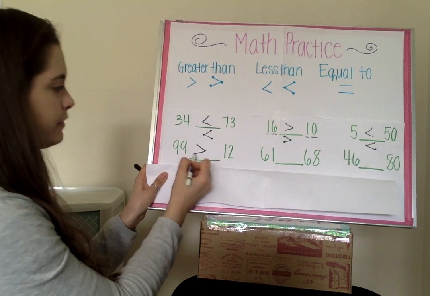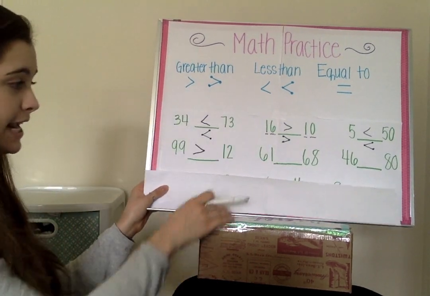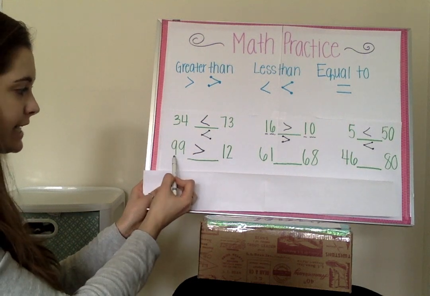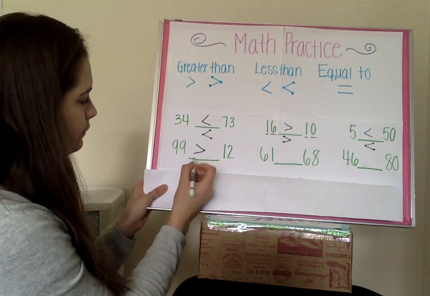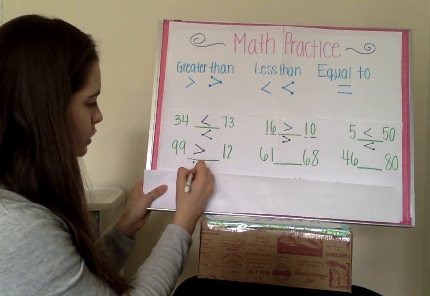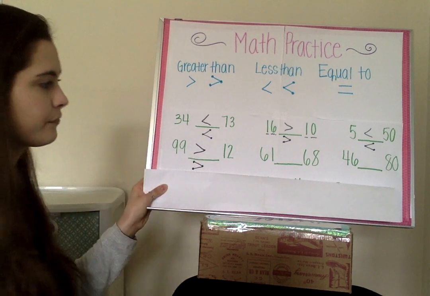99 is greater than 12. So our mouth wants to eat the bigger number, so it's eating the 99. Because here we have 9 tens. Here we only have 1 ten. So 99 is a lot bigger. If you want to use the dots, we want 2 dots to face 99 because that is our bigger number.